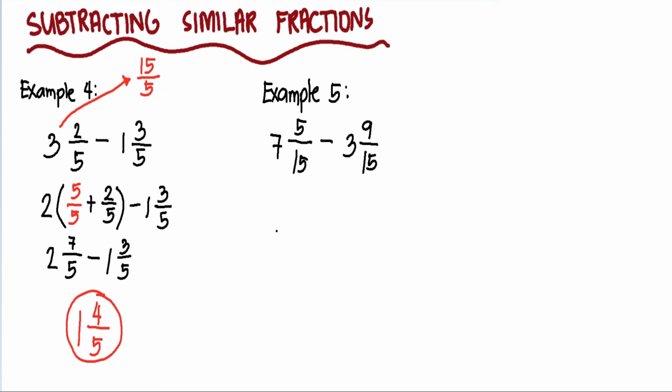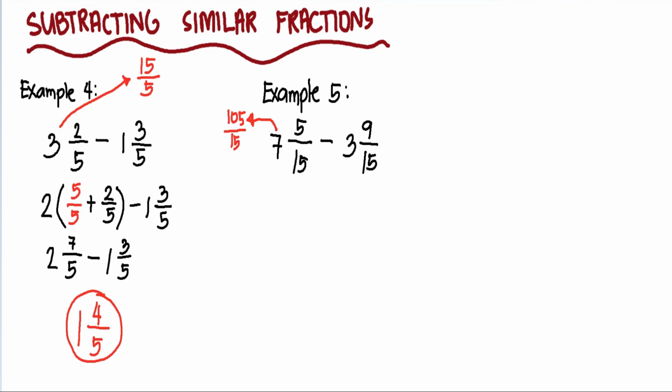So what if we have an example like this one? Try to look at the numerators. 5 is lower than 9. So therefore, we cannot subtract 9 by 5. So what are we going to do? We will just borrow 1 from the whole number 7. Because if we convert the whole number 7 into a fraction, it is 105 over 15.